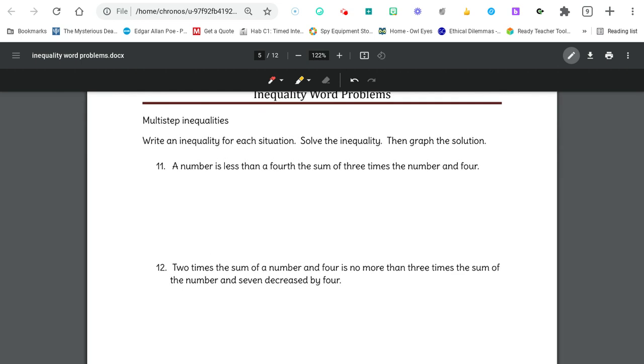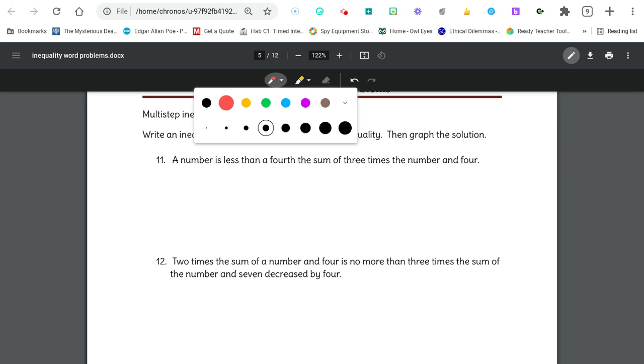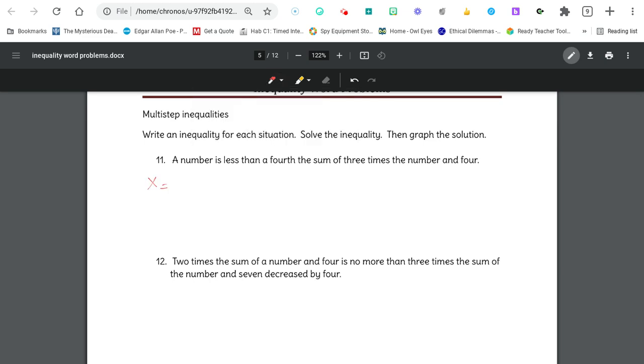Number 11. All right, so it says a number is less than a fourth the sum of 3 times the number and 4. Okay, you're going to find the number. All right, so I'm going to let x equal the number. This is kind of the one where you just write what you see, okay?